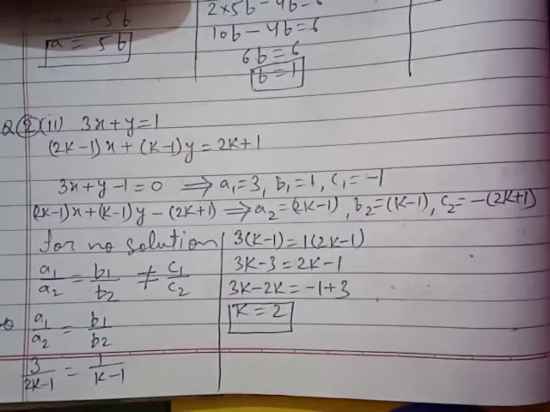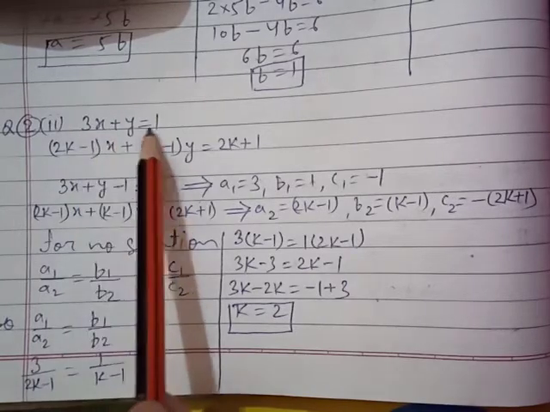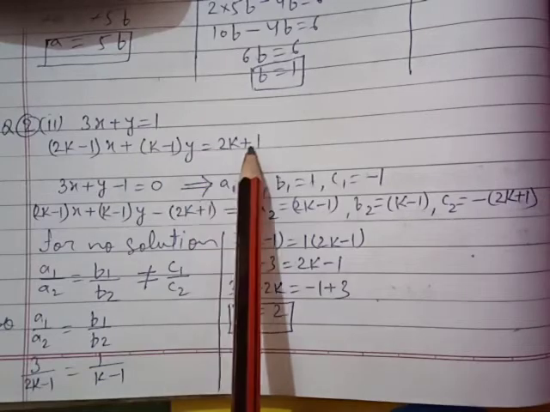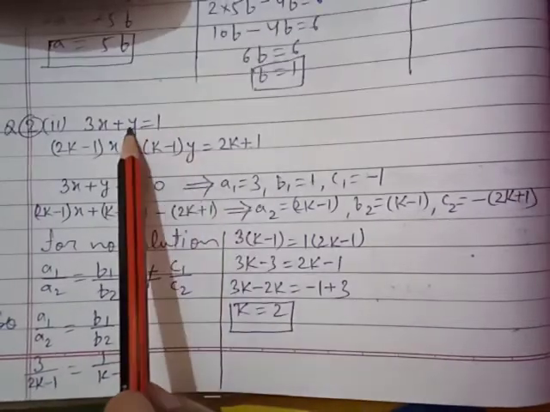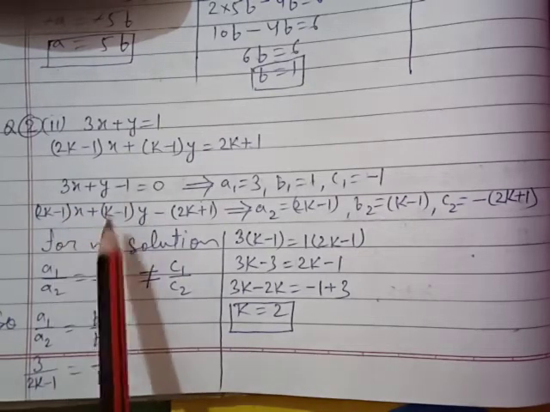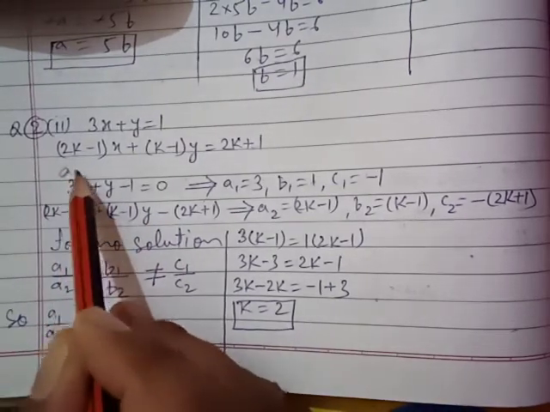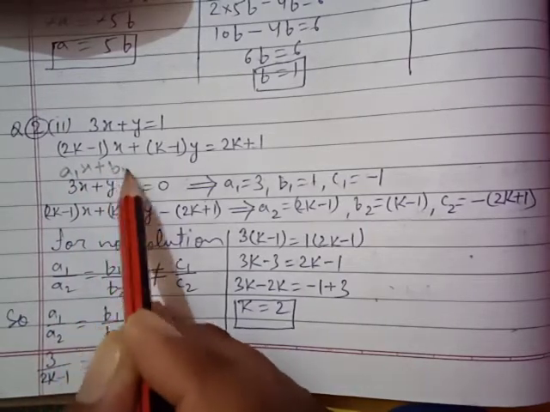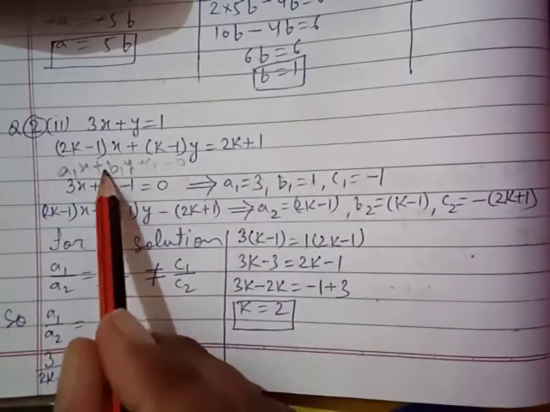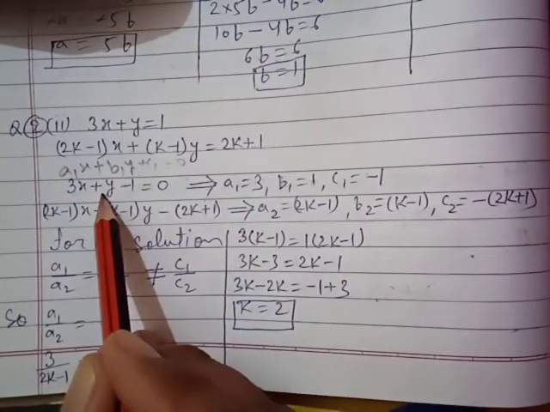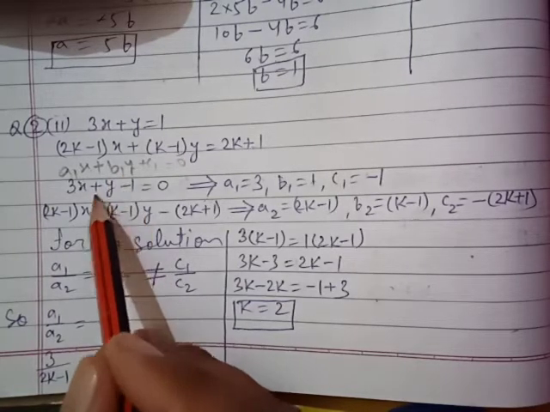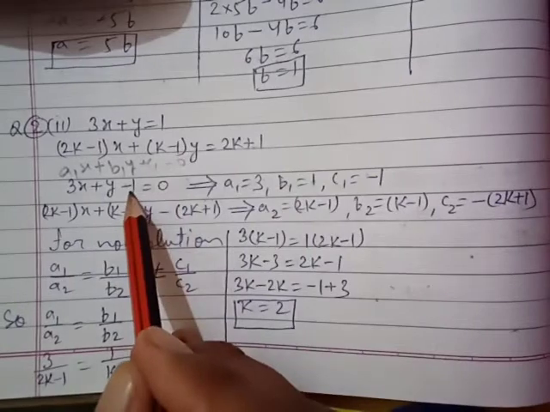See, now the first equation is 3x plus y equal to 1 and the second is 2k minus 1 x plus k minus 1 y equal to 2k plus 1. Shift 1 this side, so 3x plus y minus 1 equal to 0. So compare this equation with a1x plus b1y plus c1 equal to 0. a1 is 3, b1 is the coefficient of y, there is nothing written with y, so we assume it is 1, so b1 is 1, c1 is minus 1.